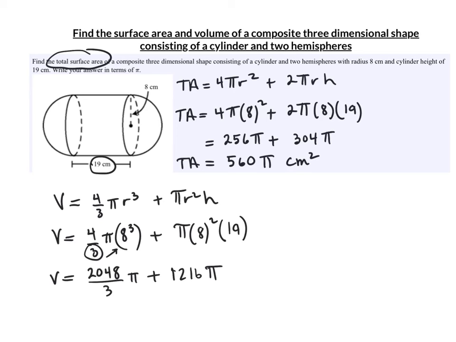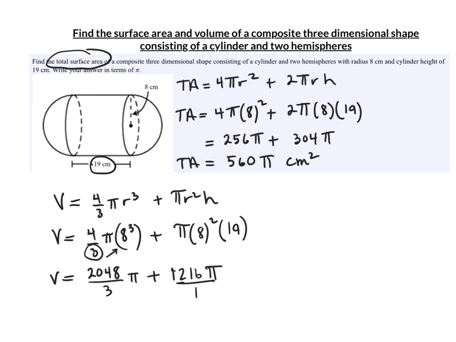Just to point out, if we were to get a common denominator, it wouldn't be impossible. I would put this over 1, and then the common denominator would be 3. I'd multiply the top and bottom by 3. So I'd end up taking 3 times 1216 plus 2048 and put that all over a common denominator of 3. Not a very friendly answer. So for that reason, I'm allowing you to round to the 10th.